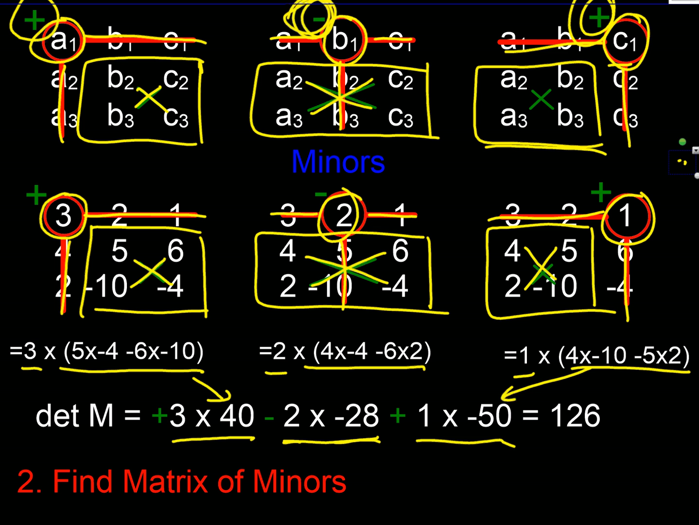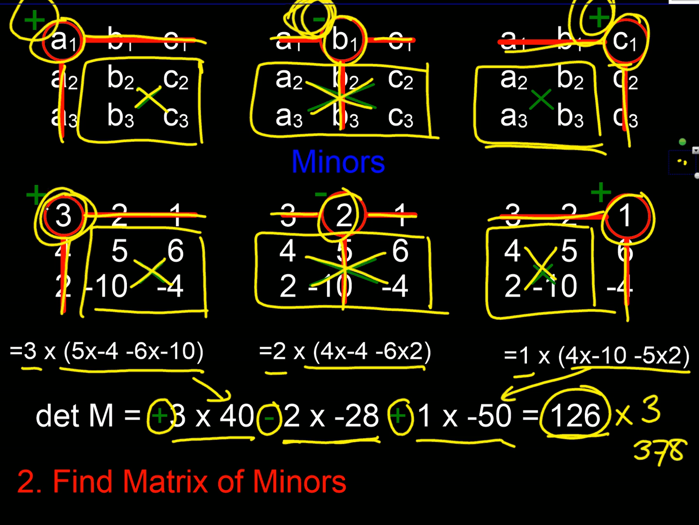So a bit like AD would be positive, my BC would be negative, and my next one, if I had one in EF sort of thing, would be positive. And if I add those together, I get 126. Now, how does that relate to the 378 we saw earlier? Well, 378 is 126 times 3, so that's the determinant times by one of the coefficients. I think in this case it's the 3. So we now know how to get a determinant.